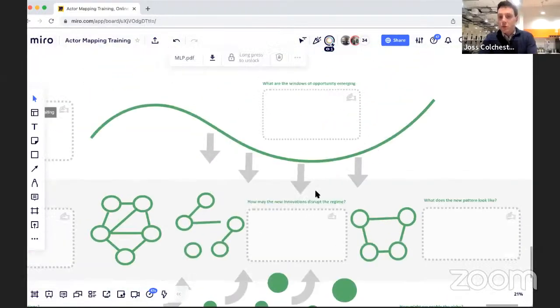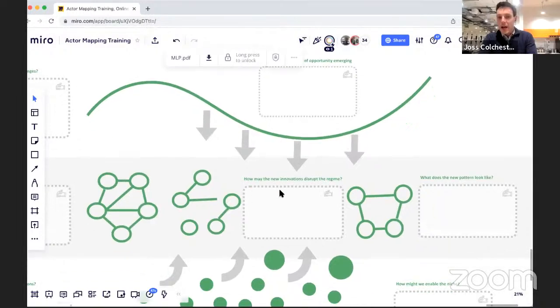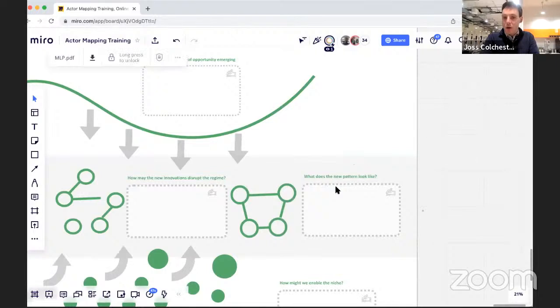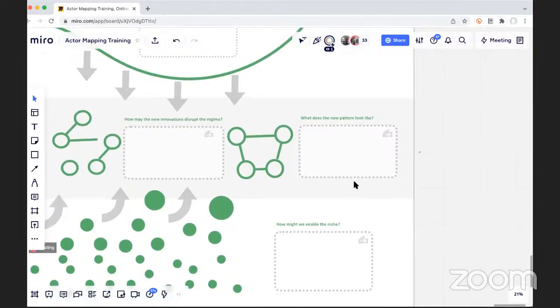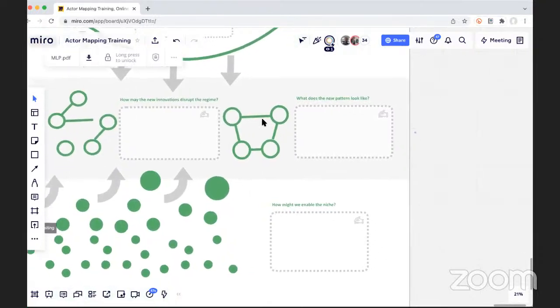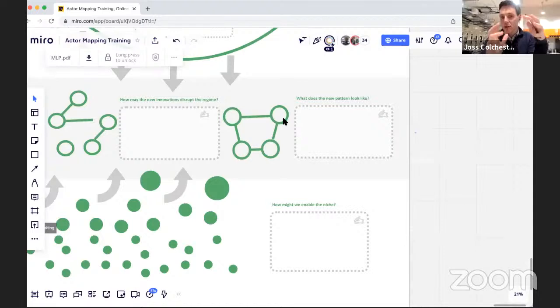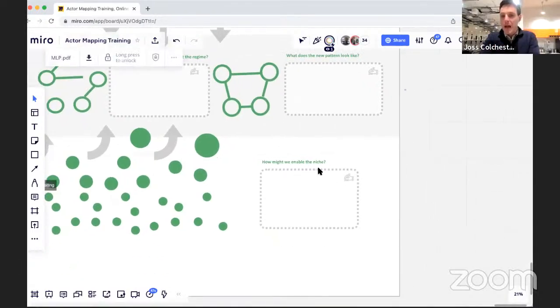What's the window of opportunity that may be opening up here? How may the new innovations disrupt the regime? What does a new pattern look like? If these new innovations did manage to disrupt the establishment and interconnect to form a new paradigm, what would that look like? How might we enable the niche to do that?